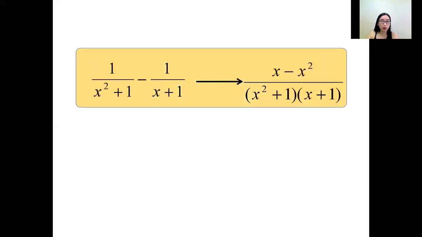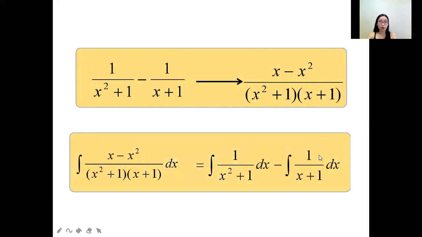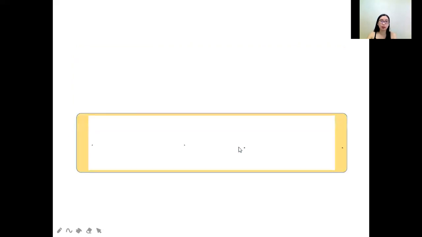Okay, so same with this one. 1 over x squared plus 1 minus 1 over x plus 1 is equal to x minus x squared over x squared plus 1 times x plus 1. So, you break it apart when you integrate.